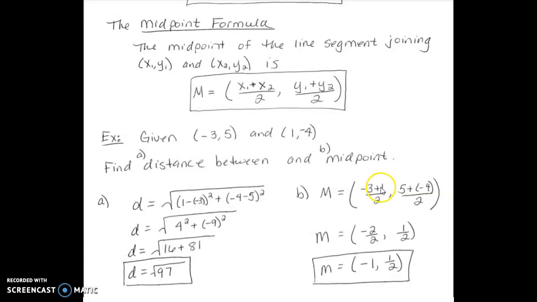So -3 plus 1 is -2 over 2. 5 plus -4 is 1 over 2. And then simplifying -2 over 2 gives me -1 as the x. And then 1/2 just stays as 1/2 as your y. So the midpoint would be at the ordered pair -1, 1/2.